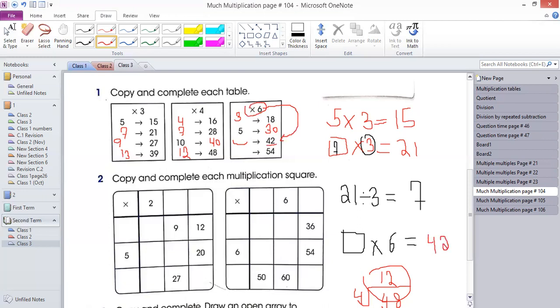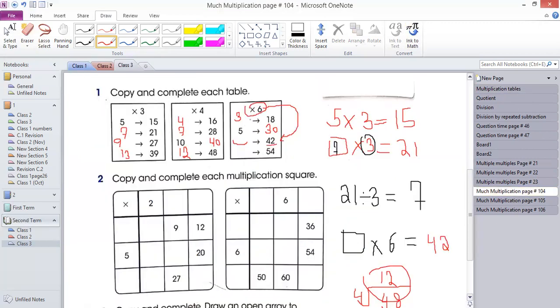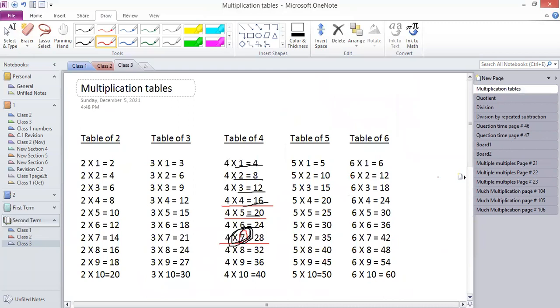Do you know the table of 6? No. Why don't you know the table of 6? Look at the table of 6 on the screen now. What number multiplied by 6 will give you 42? This is what you have to find out. Where is 42? Look.